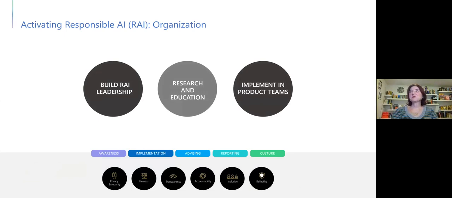But I also want to say something about activation of responsible AI overall in an organization. You need a few building blocks. You want to build RAI leadership. In my organization, I'm part of that responsible AI leadership. You need to understand research. You need to understand what people need in terms of training and education, how to create this RAI literacy across your organization. And then maybe this is the reason for everything: implementing in product teams.